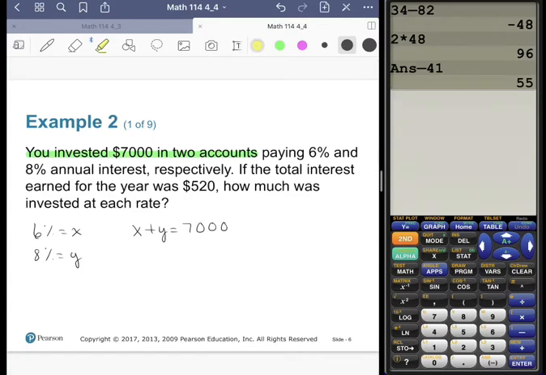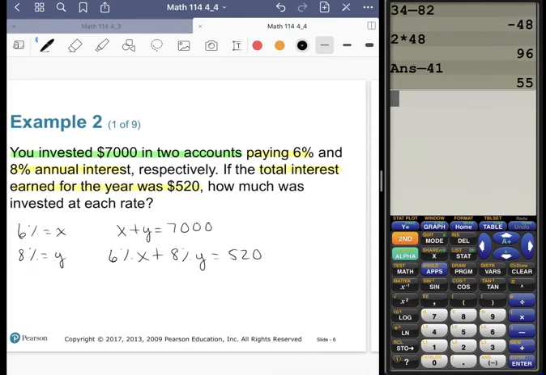Then my second equation states, paying 6% and 8% annual interest respectively, if the total interest for the year was 520. So this guy right here, paying 6% and 8%, and total interest earned per year was 520. This is the information I need to make the second equation. The second equation is 6%, represented by X, plus 8%, represented by Y, equals 520. And those are the two equations that I need.